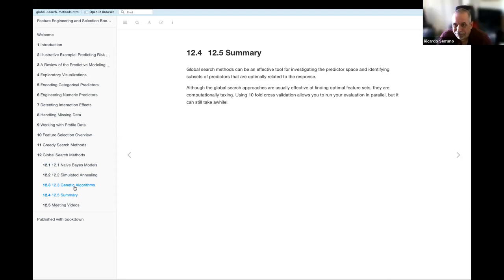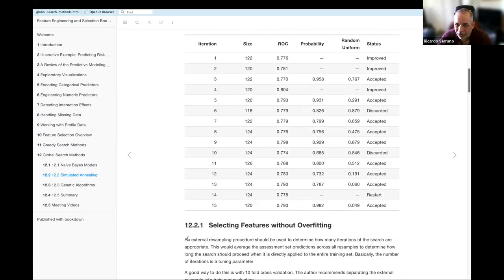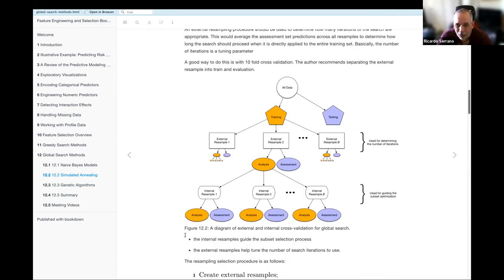Good job, Ethan. Thank you. I hope that was clear. Yeah, thank you. Very complicated topic. Something that I would like to get a little bit clearer is the internal external resampling that they're mentioning. Probably when you see the script, you'll get the idea of what the external and internal resampling is.